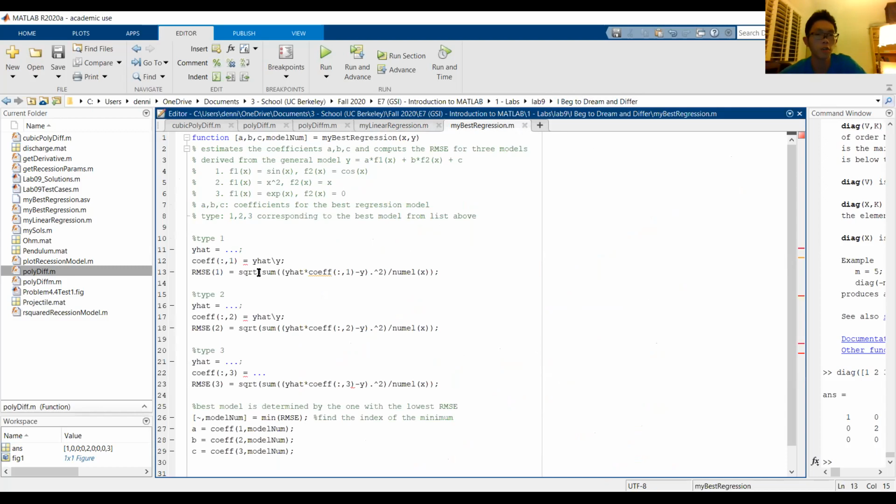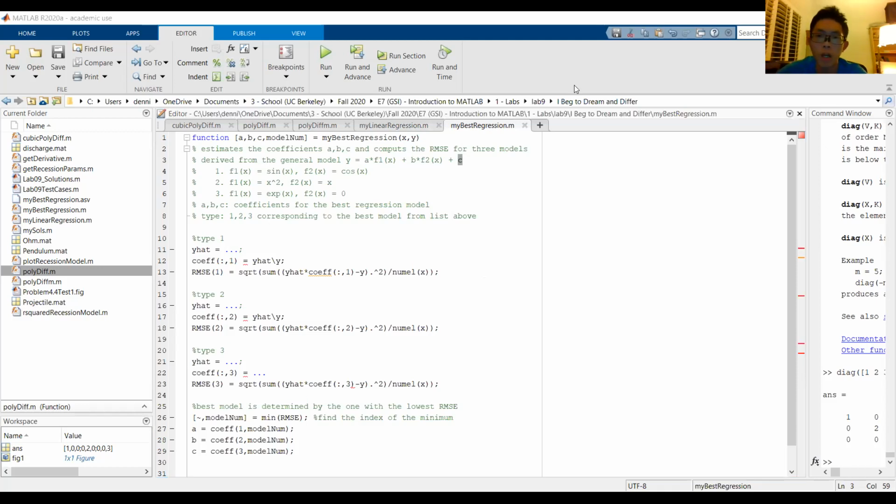We're not going to be working with a linear model. We're going to be working with 3 different ones. We're going to have 3 different coefficients. Y equals, and this is our model, linear model, equals a times some function plus b times some function plus c. Here are our coefficients. We're going to want to end up with a comma b comma c. And what's this model number we're working with?